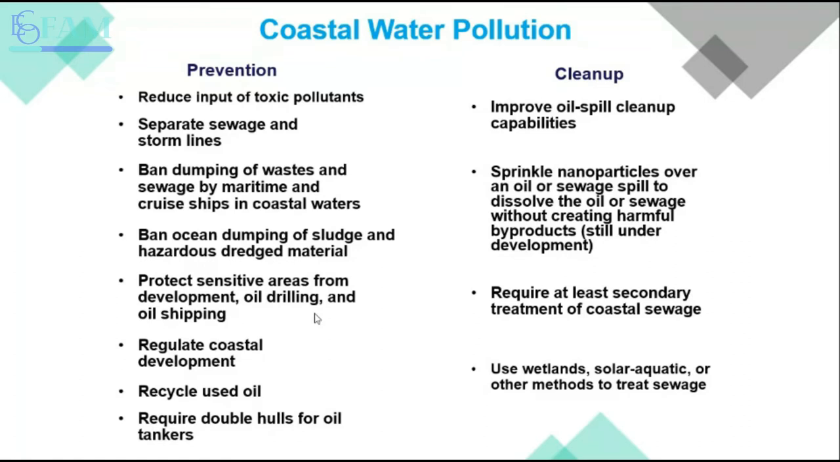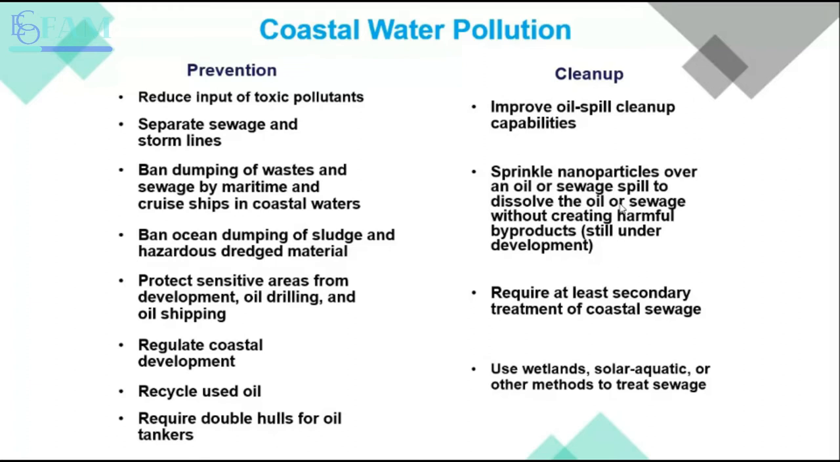If in some places, because of certain activities like oil spills, coastal water pollution has already happened, then what can we do to reduce that pollutant? Improve oil spill cleanup capabilities. There are various methods, physical and chemical. We can spread chemicals that can degrade the oil. Besides, we can use microorganisms that can eat the oil which has spread on the water or coastal areas. And use of nanoparticles again, where the oil or sewage spills can be converted into various products that are non-harmful to the local biodiversity or organisms.